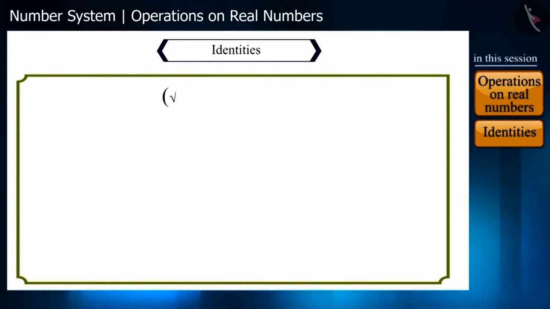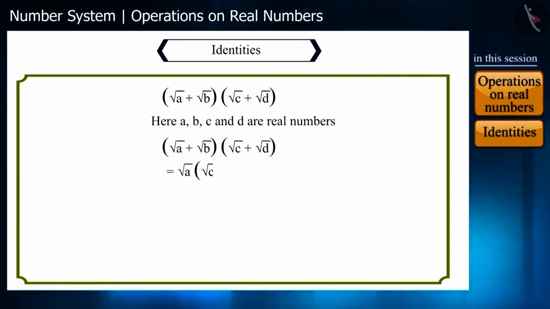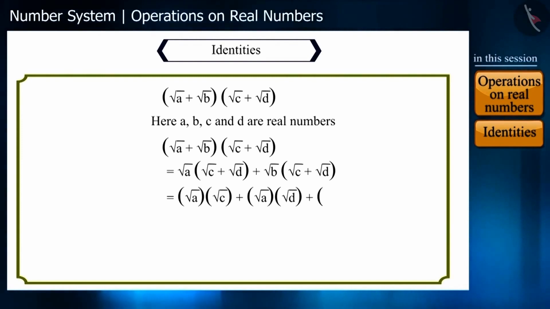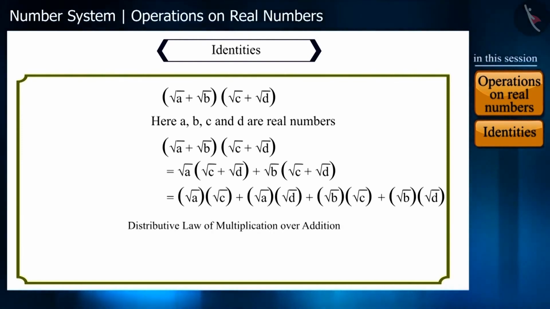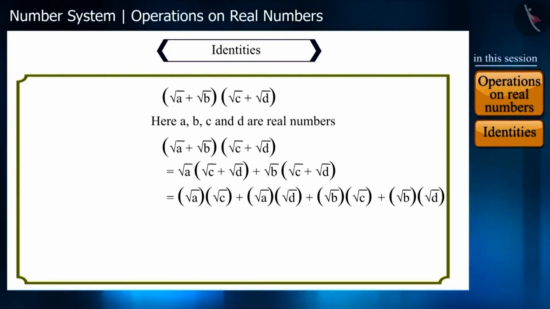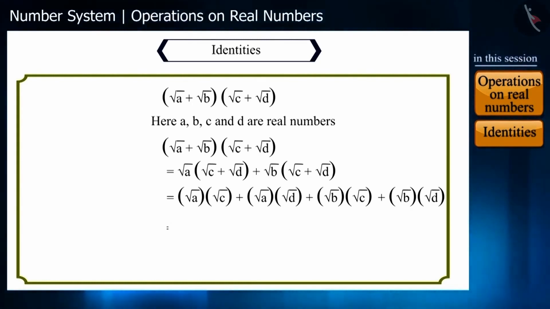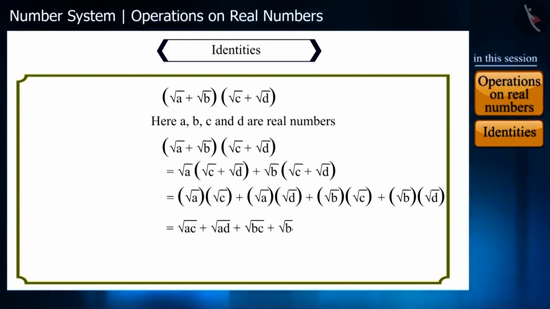Now, suppose if the numbers are this way, root a plus root b, root c plus root d, then what will we do? Let us also simplify this and see what we get. Here we will simplify it just like how we open the bracket for any multiplication operation and then add the terms. Or say we will use the distributive law of multiplication over addition. Now we will get root AC plus root AD plus root BC plus root BD.